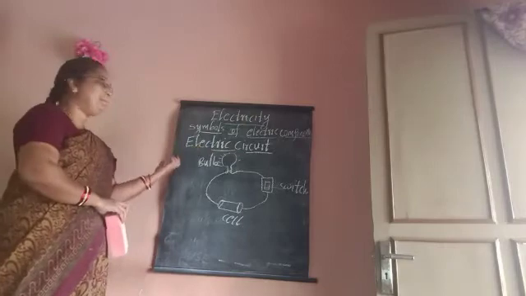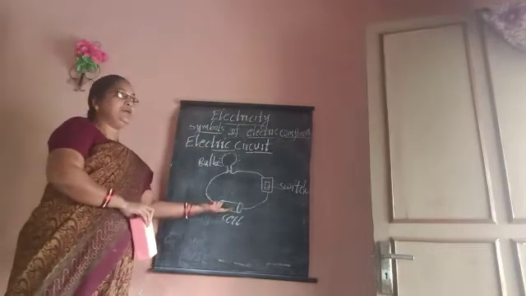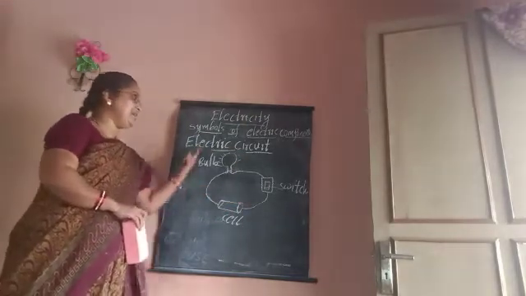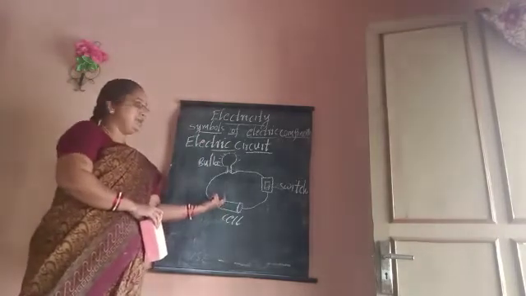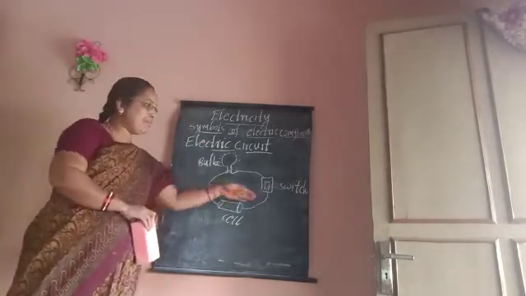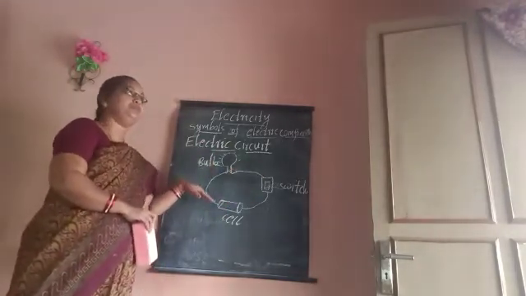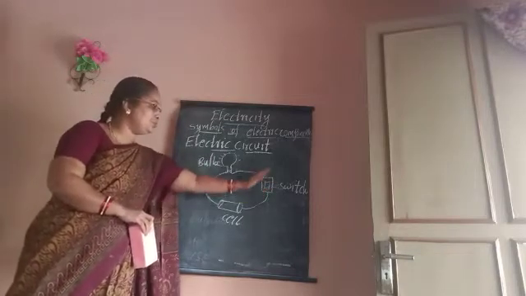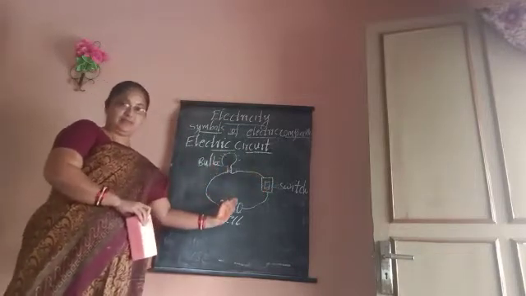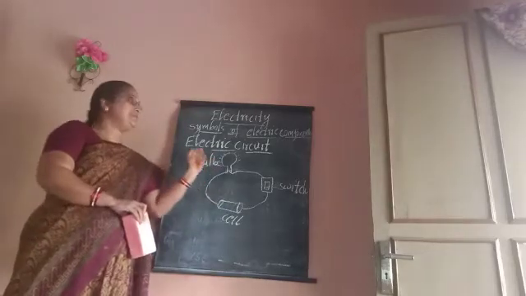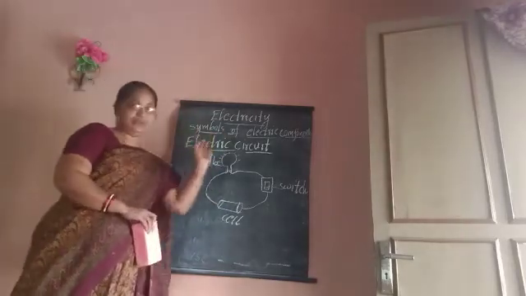That means the path of electricity to flow between the cell and the bulb. The connection between them, the path of electricity to flow between the cell and the bulb, is called the electric circuit.